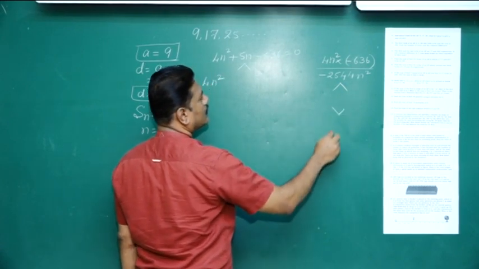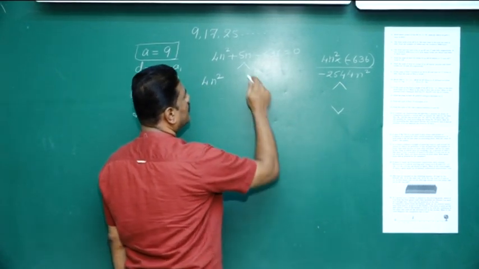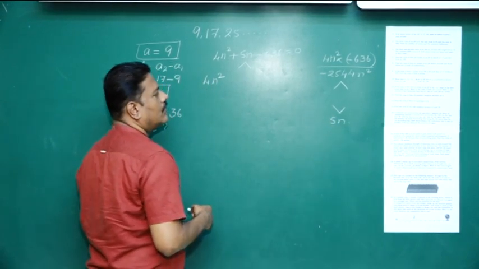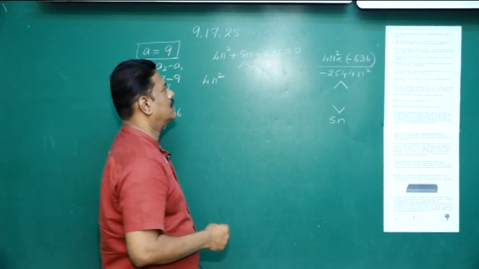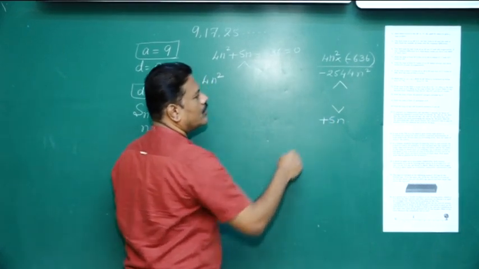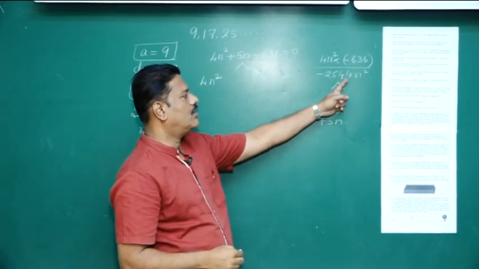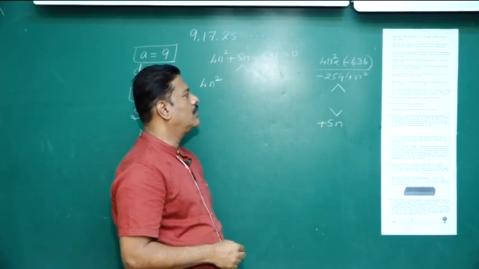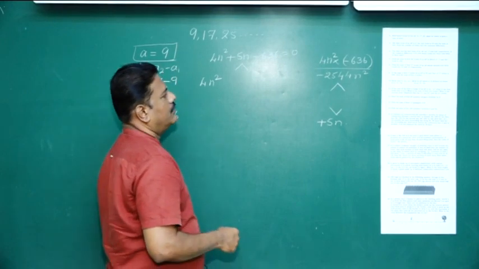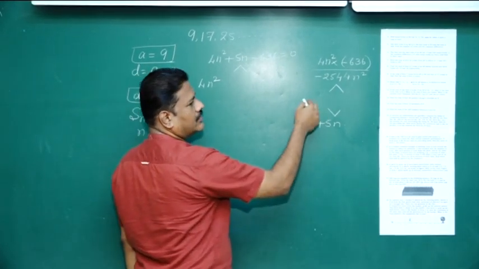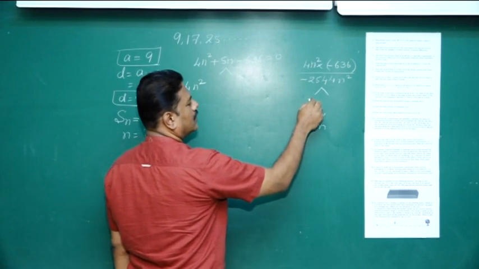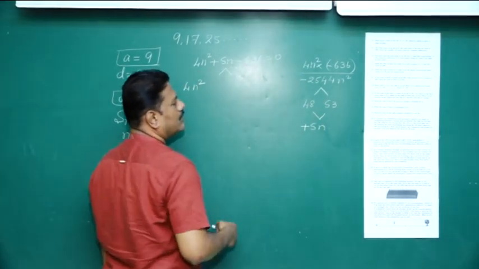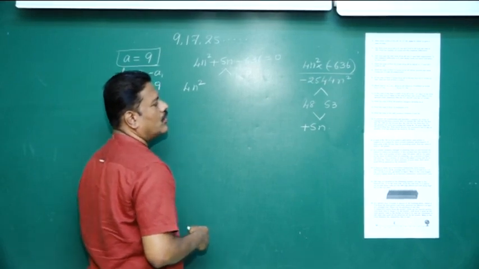Then here the middle term is 5n. So I should find the factors in such a way that the product gives you minus 2544 n square, and the sum gives you 5n. You know how to find the factors, so I write the factors directly here. 48 fifty-threes, when I multiply, you will get 2544.